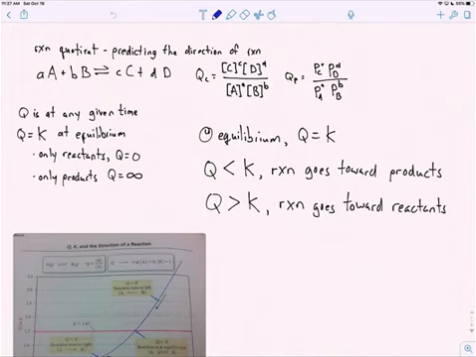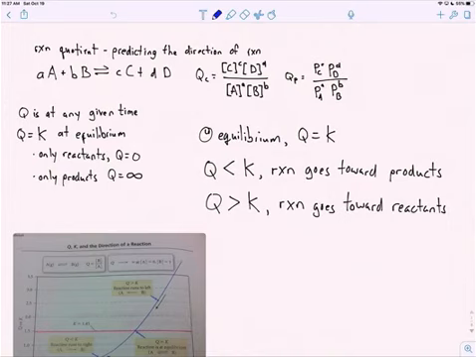So same thing if Q is greater than K. If Q is too big relative to K, that means that the top number is too big and the bottom number is too small. So the top number gets smaller and the bottom number gets bigger. That's a shift towards the reactants, that's a shift left. So that's what's going on with the direction of a chemical reaction.